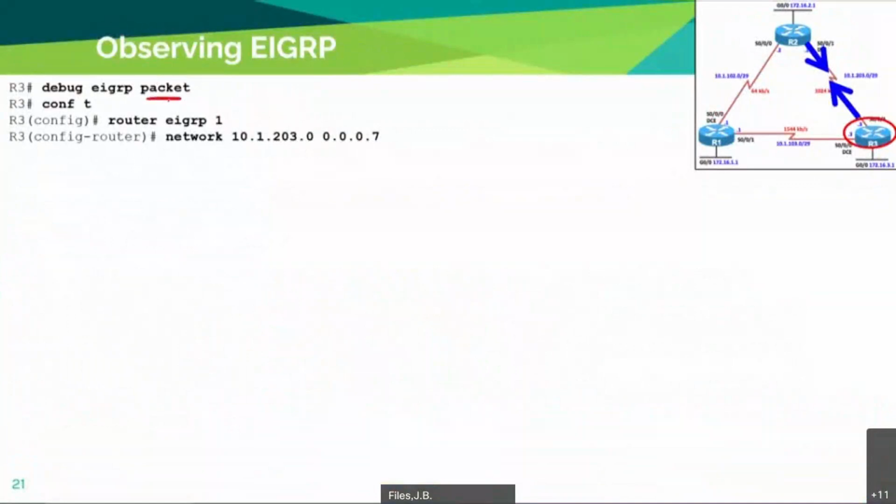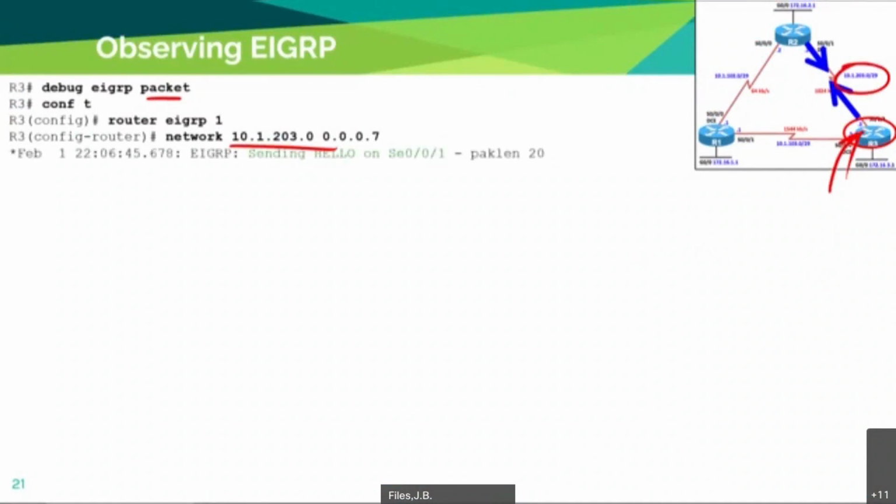In this example, we're going to debug all EIGRP packets, not just hello packets. All right, we're going to enter a network command. So on R3, 10.1.203. So let's say that wasn't there, and we're going to start basically saying, okay, interface, you are now participating in EIGRP.